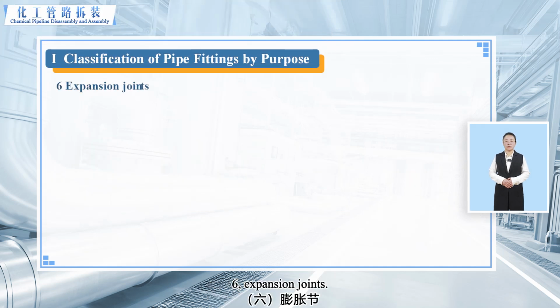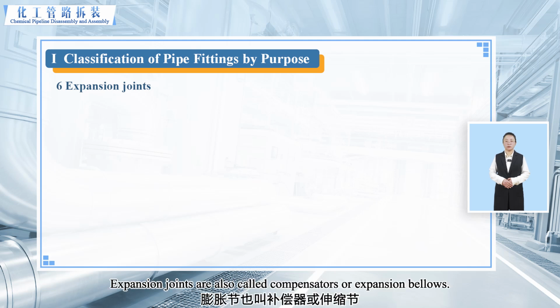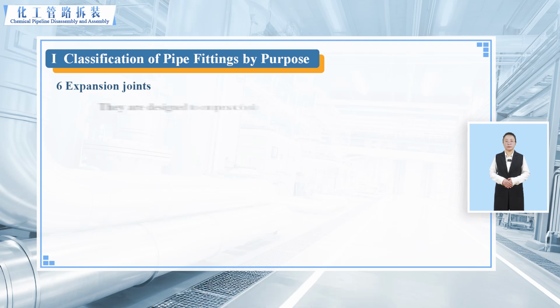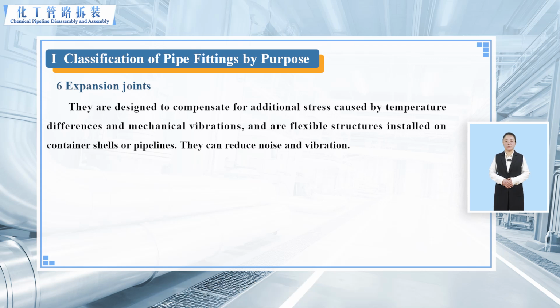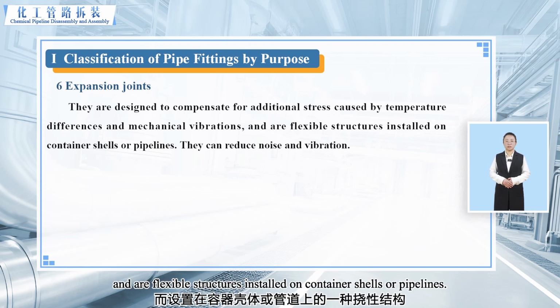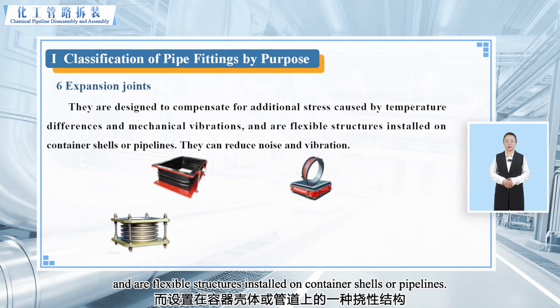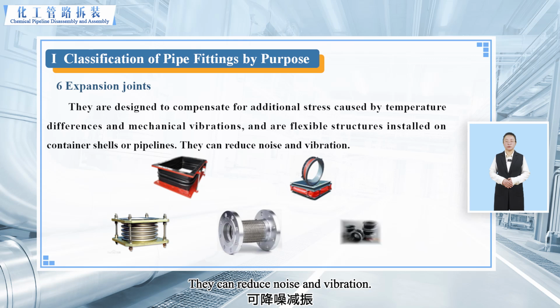Sixth, expansion joints. Expansion joints are also called compensators or expansion bellows. They are designed to compensate for additional stress caused by temperature differences and mechanical vibrations, and are flexible structures installed on container shells or pipelines. They can reduce noise and vibration.